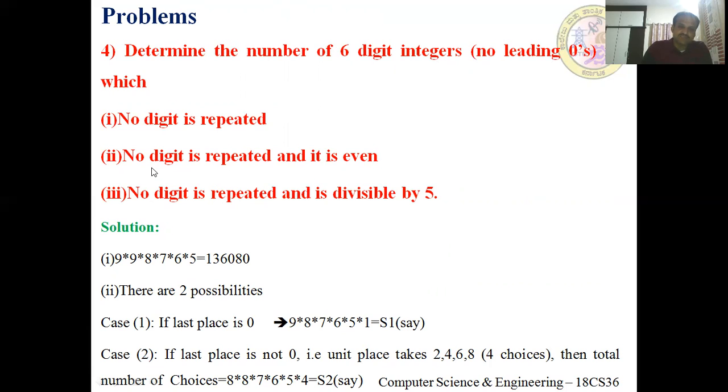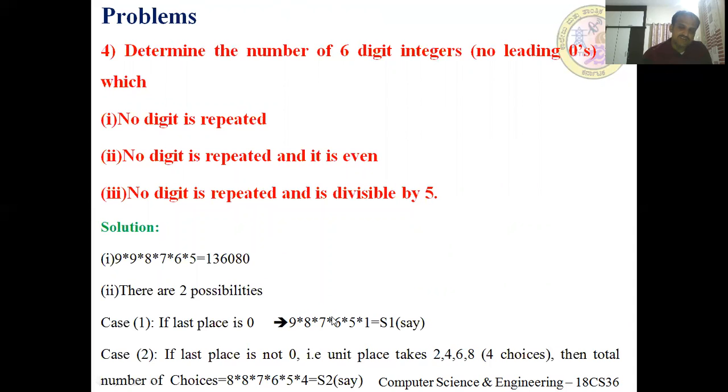Now move on to the second question. No digit is repeated and it is even. If you want to say it's an even number, the number has to end with 0 or 2 or 4 or 6 or 8. That's why we can split this problem into 2 cases. The first case is that the unit place is 0, and the second case is that the unit place is not 0. Let us split the problem into 2 cases. It has to end with 0 or with either 2, 4, 6 or 8.